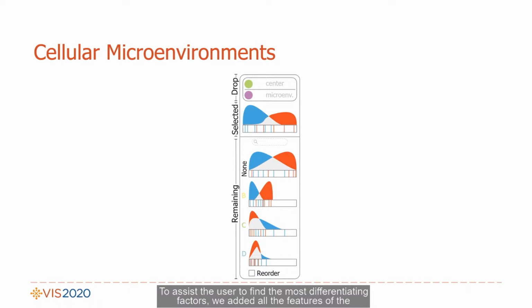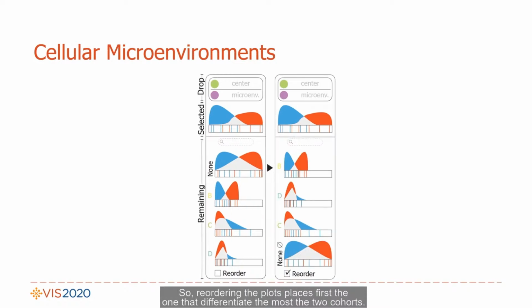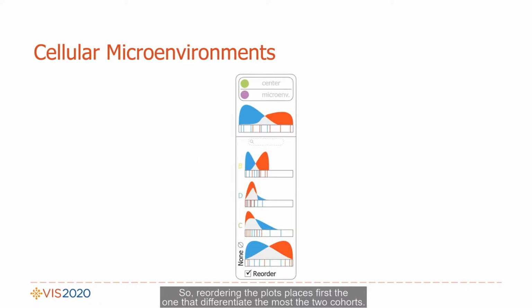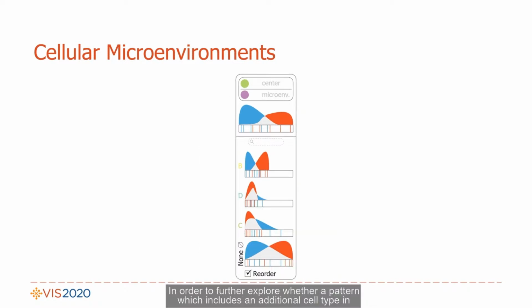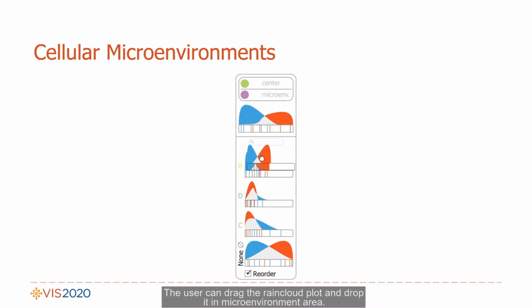To assist the user in finding the most differentiating factors, we added all the features of the small multiples we described before. So, reordering the plots places first the one that differentiates the two cohorts the most. In order to further explore whether a pattern, which includes an additional cell type in the microenvironment, further differentiates the cohorts, the user can drag the rain cloud plot and drop it in the microenvironment area.